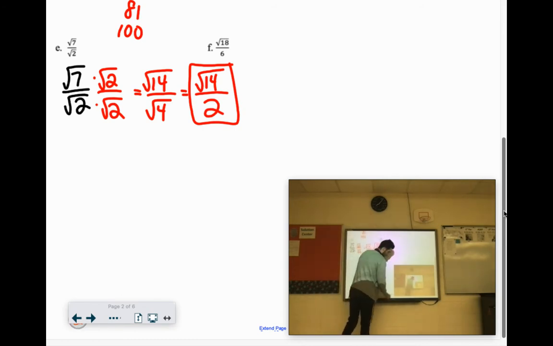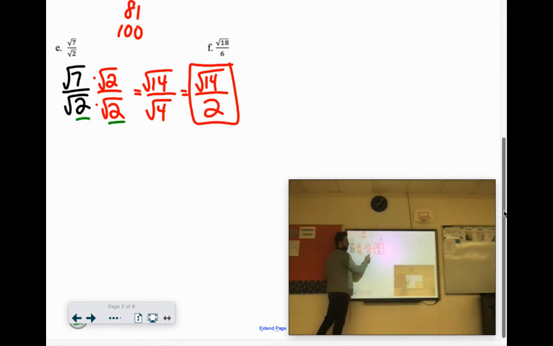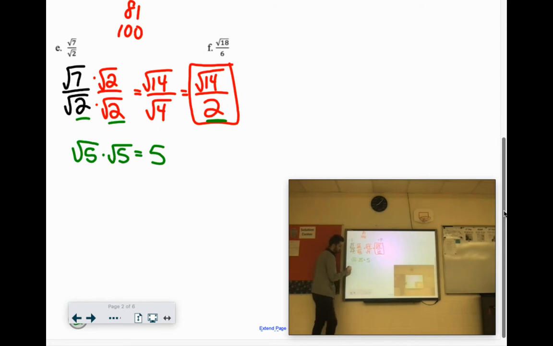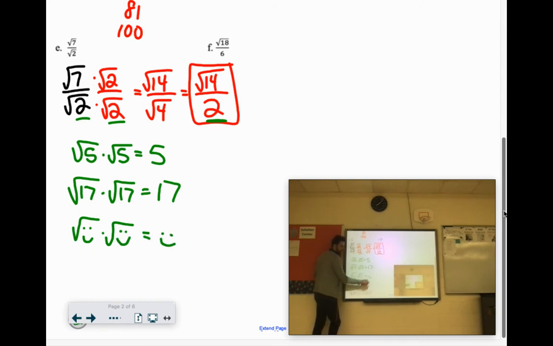Let me show you something. I think this is helpful. We just said the square root of 2 times the square root of 2 is the square root of 4, which is 2, right? If you did the square root of 5 times the square root of 5, that would come out to the square root of 25, which is 5. So anytime you're doing the square root of something times the square root of that same thing, it just gets rid of the square root symbol. So the square root of 17 times the square root of 17 would just come out to regular 17. Square root of smiley face times the square root of smiley face is just smiley face.